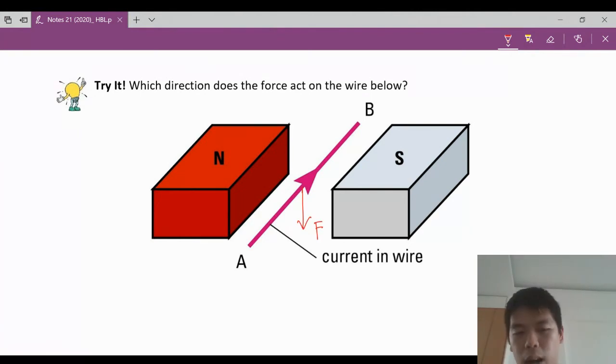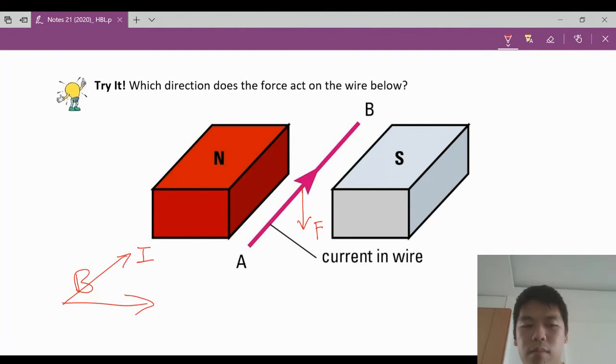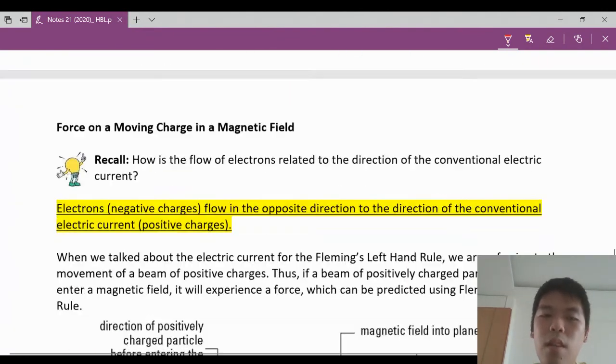So the magnetic field goes this direction, B, your current flows in this direction, I. FBI, it goes downwards, which is your force. Okay, good. Let's take a look at the next part.